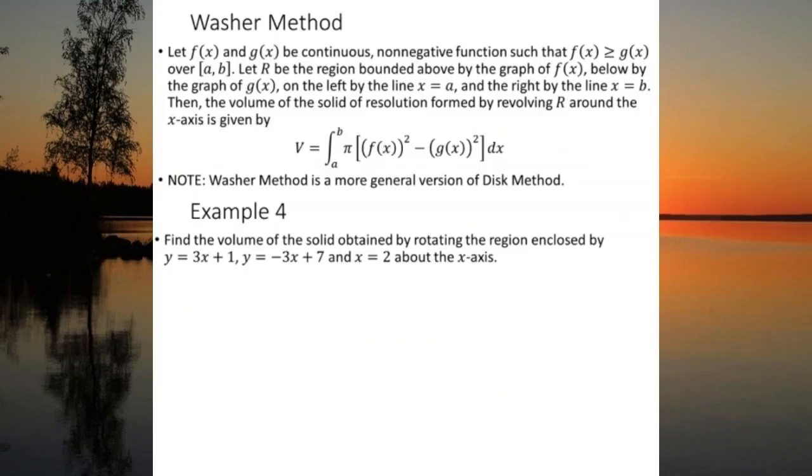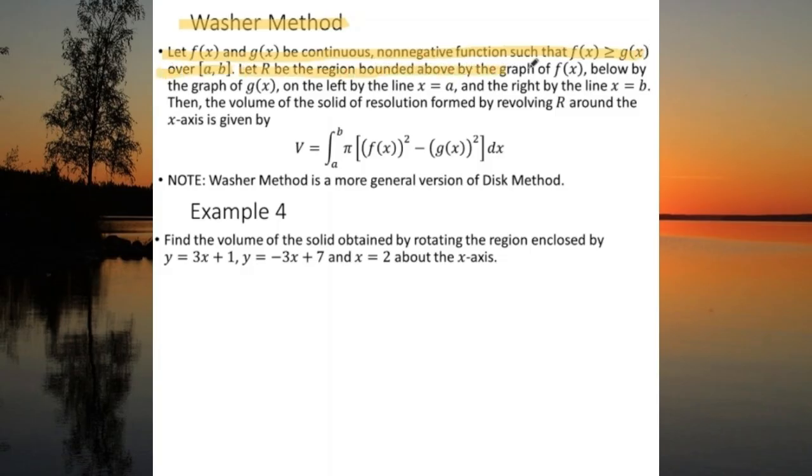Oftentimes, the region that we're rotating to form our solid may not be bounded below by the x-axis, and instead bounded below by another function. When our region is bounded below by another function instead of the x-axis, we'll use what we'll call the washer method. We're going to let f of x and g of x be continuous non-negative functions such that f of x is greater than or equal to g of x over the interval [a, b].